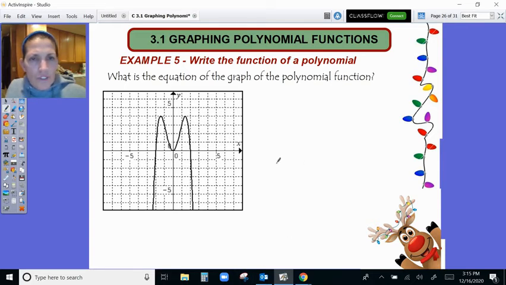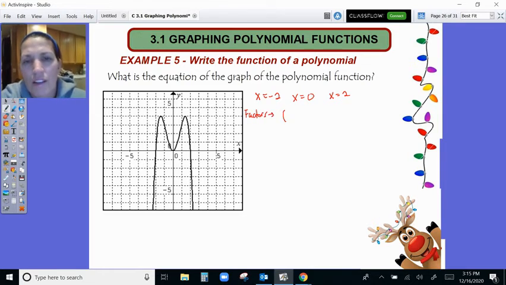All right, let's try one more. You can go ahead and do this one, and then we'll do it together. My zeros are going to be at x equals negative 2, at x equals 0, and at x equals 2. If I write them in factored form, as factors, it would be x minus negative 2, x minus 0, and then x minus 2.